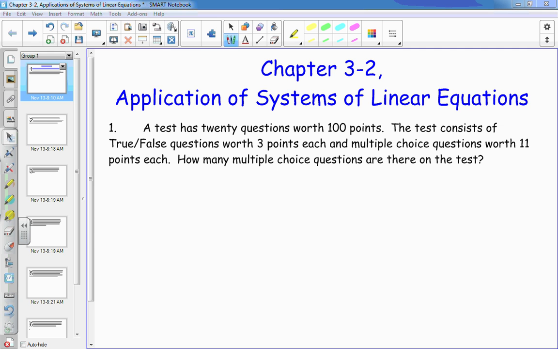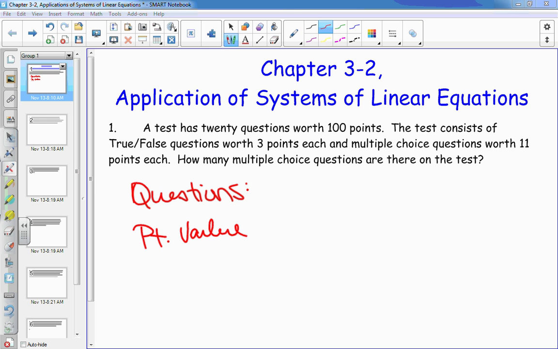All right. Number 1, a test has 20 questions worth 100 points. So tell me right now, what's the first topic we're going to be talking about? Test questions, okay? So we have the number of test questions, which is 20 questions, and then how much it's worth, which is 100 points, right? So we have 2 types of equations. The first type of equation is going to be the question equation. And the second equation is going to be the point value, or the worth. Do you understand that those are the 2 types of equations that we have to come up with?